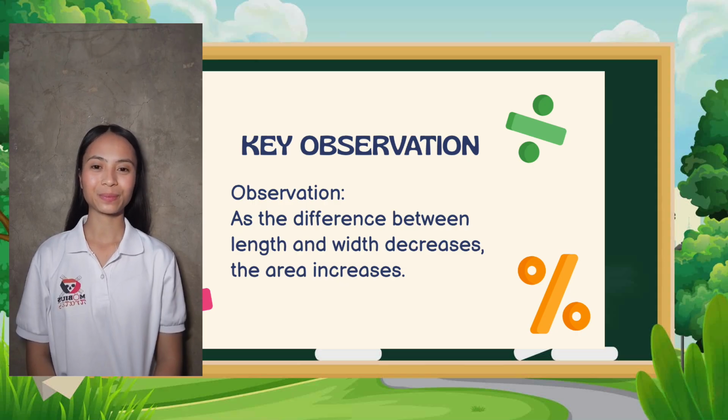For example, when the dimensions are 9 by 1, a difference of 8, the area is 9. However, when they are 6 by 4, a difference of 2, the area jumps to 24. This suggests that the closer the rectangle is to being balanced or equilateral, the more space it encloses.